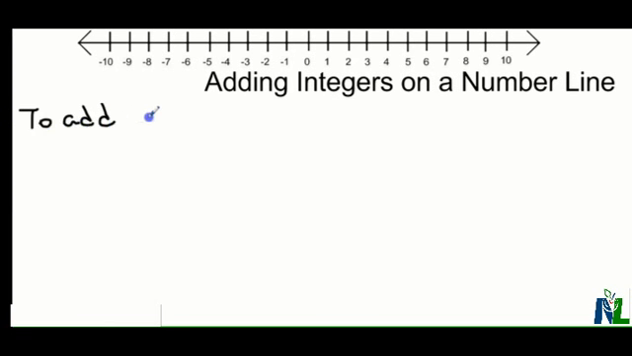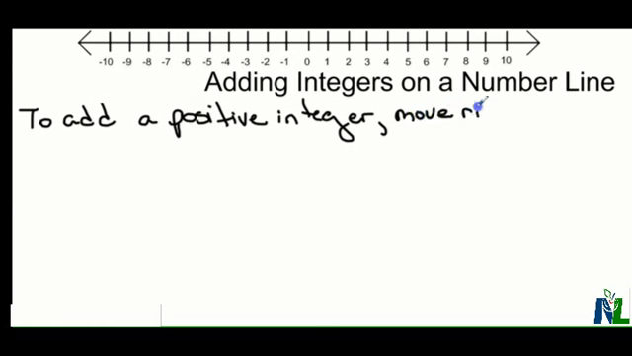To add a positive integer, we have to remember one important thing. We need to move right on our number line. And I always think about this as PR. To add a positive, we have to move right on our number line.